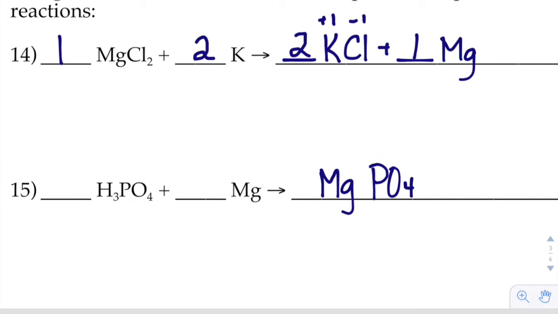Now we made a new compound, so we have to check the charges of our new compound. Magnesium's plus 2, phosphate's minus 3, so it makes Mg3(PO4)2. And hydrogen got the boot.